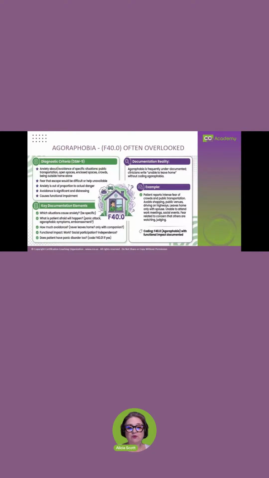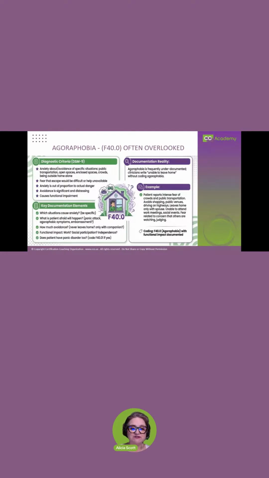Will they only leave with a companion? What's the functional impact? Can they work? Can they participate socially? Are they independent, or are they relying on others to be able to leave the house? And here's a big one. Does the patient have panic disorder too? Because if they do, you code the F40.01, which is agoraphobia with panic disorder.